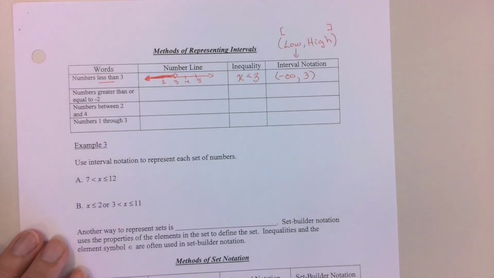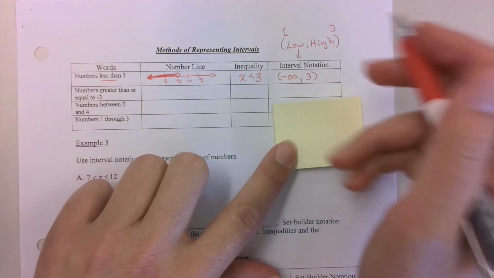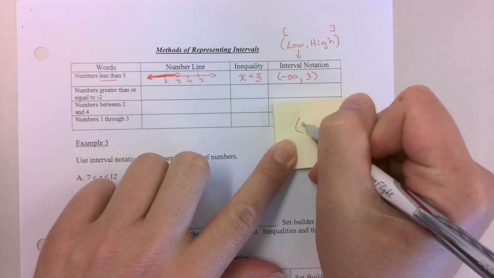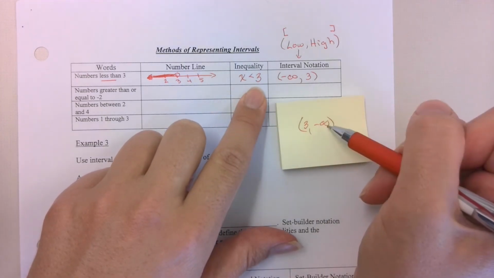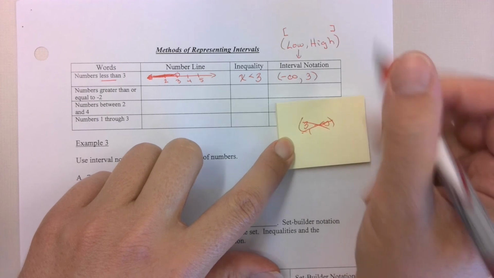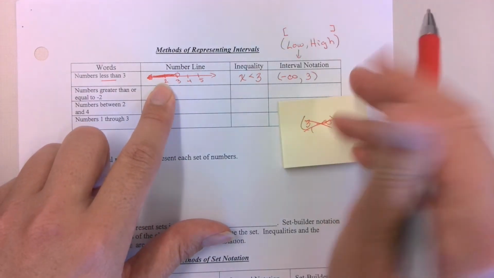Now, one of the common mistakes on this example is that a lot of people will write it from 3 to negative infinity, because they're saying, well, 3 is the number and then it goes here. This would be wrong because it always has to go from low to high. So envisioning it on a number line is really helpful.